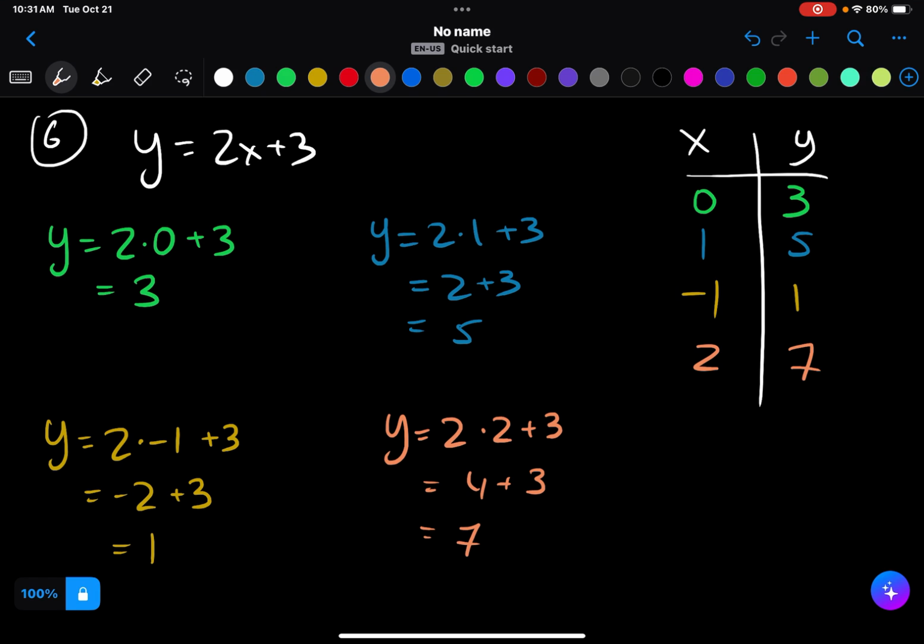So here I gave you 4 solutions. You only need to give me 3 for full credit. But there you go. And you can do an infinite number of solutions. So that's number 6. Please let me know if you have any questions. Pause this if you need to, and let's set up for number 7.